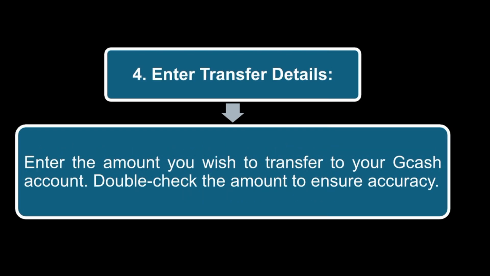Number 4. Enter transfer details. Enter the amount you wish to transfer to your GCash account. Double check the amount to ensure accuracy.